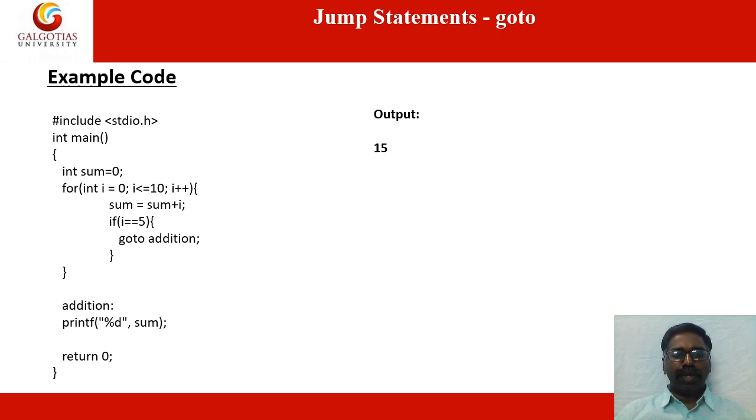Whenever we encounter I is equal to 5, then we positively enter this if statement, so that goto addition will be there. Go to addition, we jump out of that. Until that, what is the addition value? It will be printed.